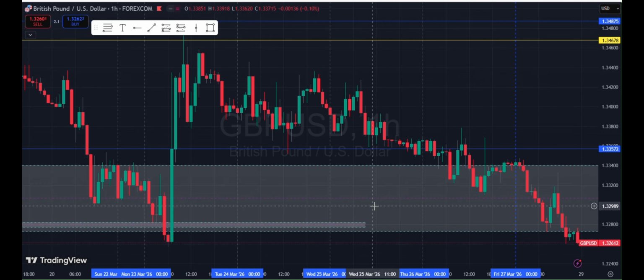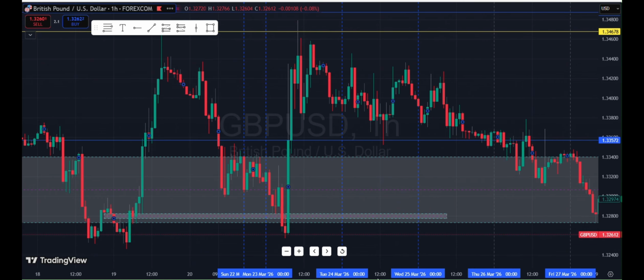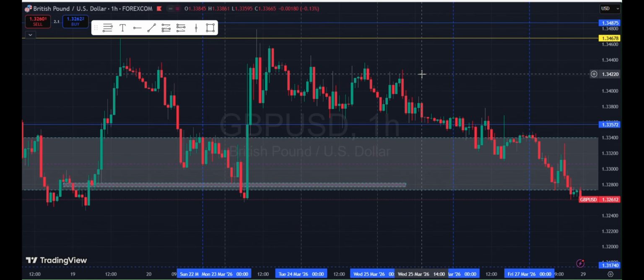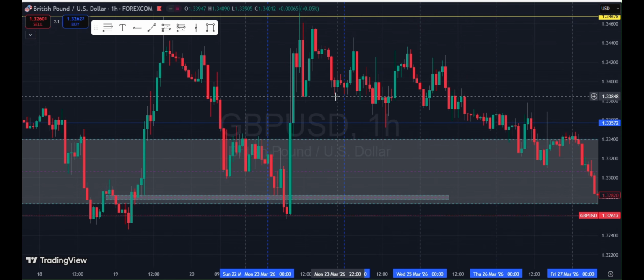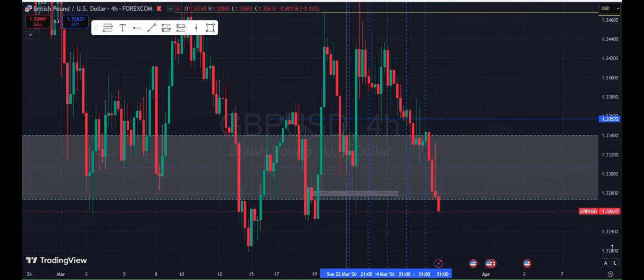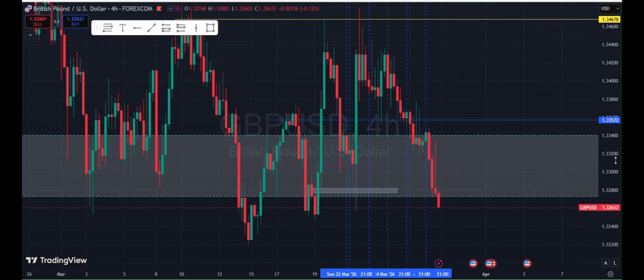So moving down to British pound USD, we also mapped out liquidity using our weekly time frame, and this is our lower time frame on our 1 hour chart. We can see the market resumed on Sunday and dropped on Monday. It respected this fair value gap on the 4H. Let's go to 4H and see what happened. The market opened and respected this fair value gap on the 4H and then traded up.